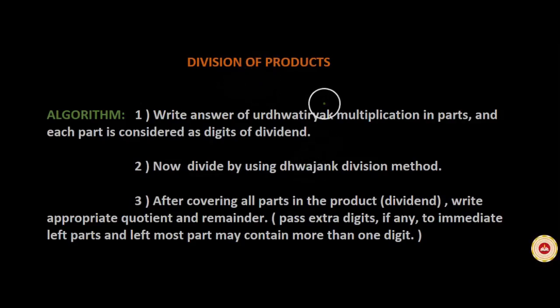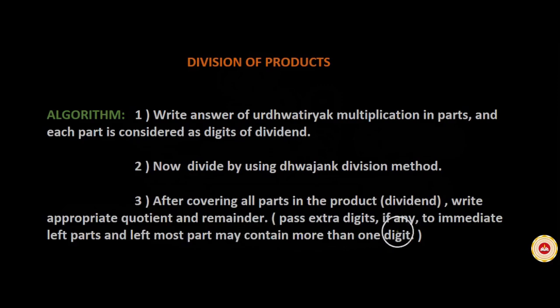Division of products. So let us first understand the algorithm. First step is write the answer of urdhva tiryak multiplication in parts, and each part is considered as digits of the dividend. Second step, now divide by using the bhajanka division method. And third step is, after covering all parts in the product, that means the dividend, write the appropriate quotient and remainder.